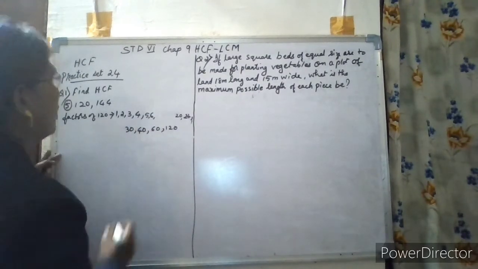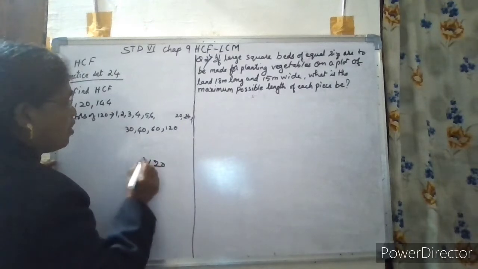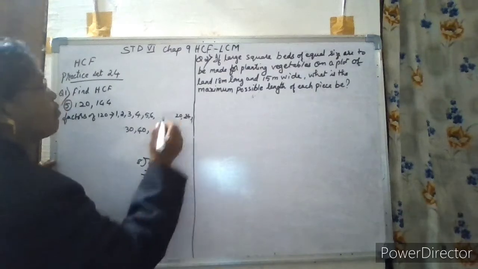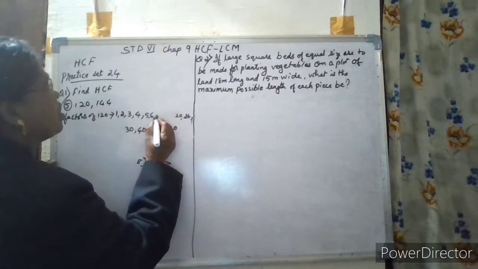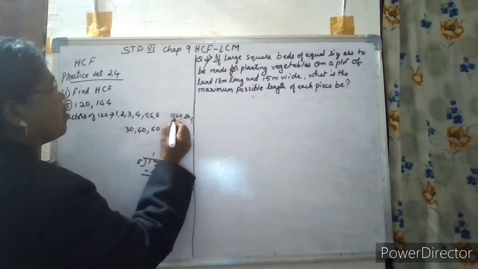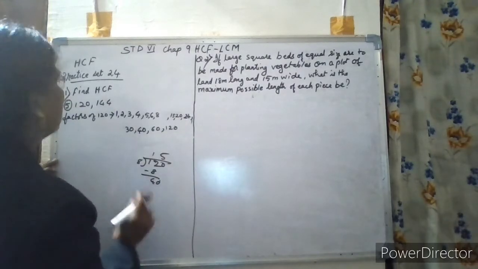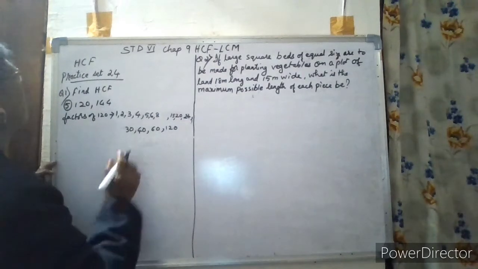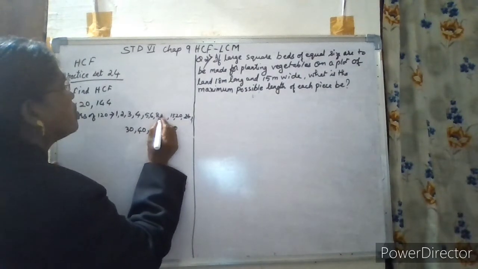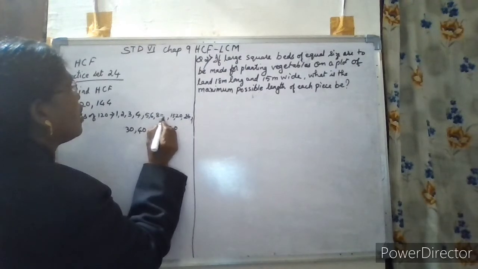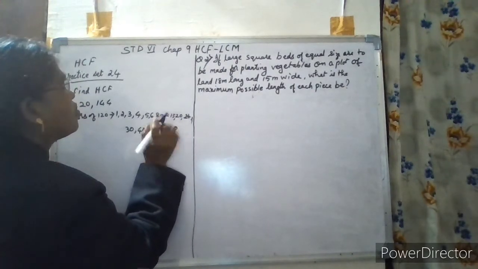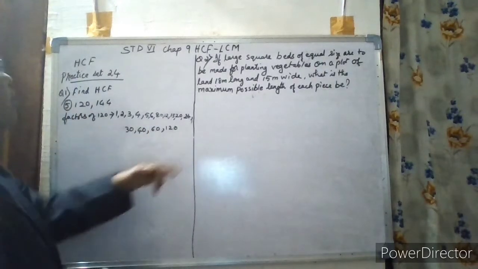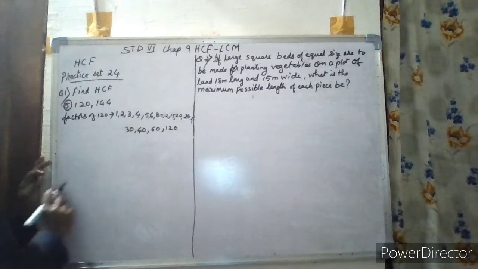7 won't go. 8 is 120 divided by 8. 8 ones are 8, the remainder is 4, 8 fives are 40, so 8 and 15. Then 9 times table won't go. 10 and 12. So these many numbers are the factors of 120.